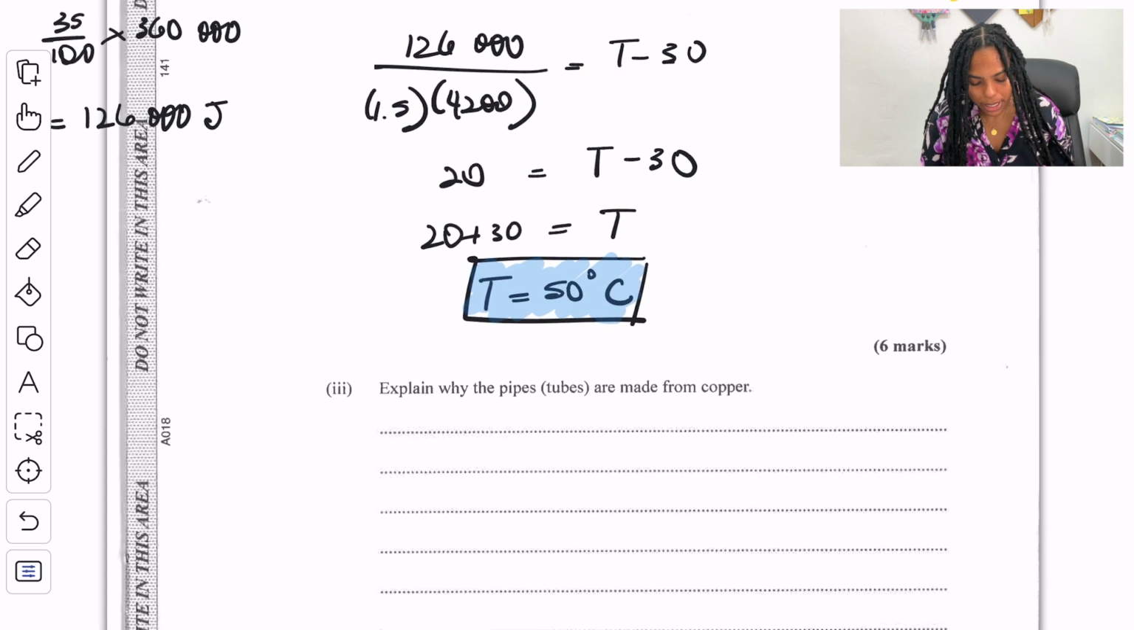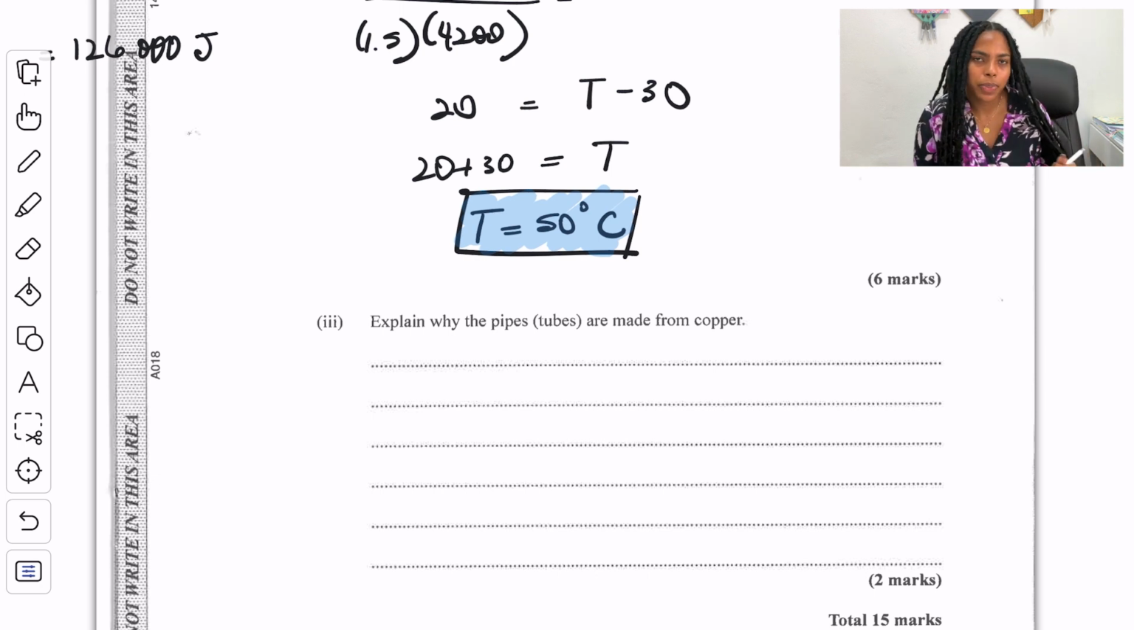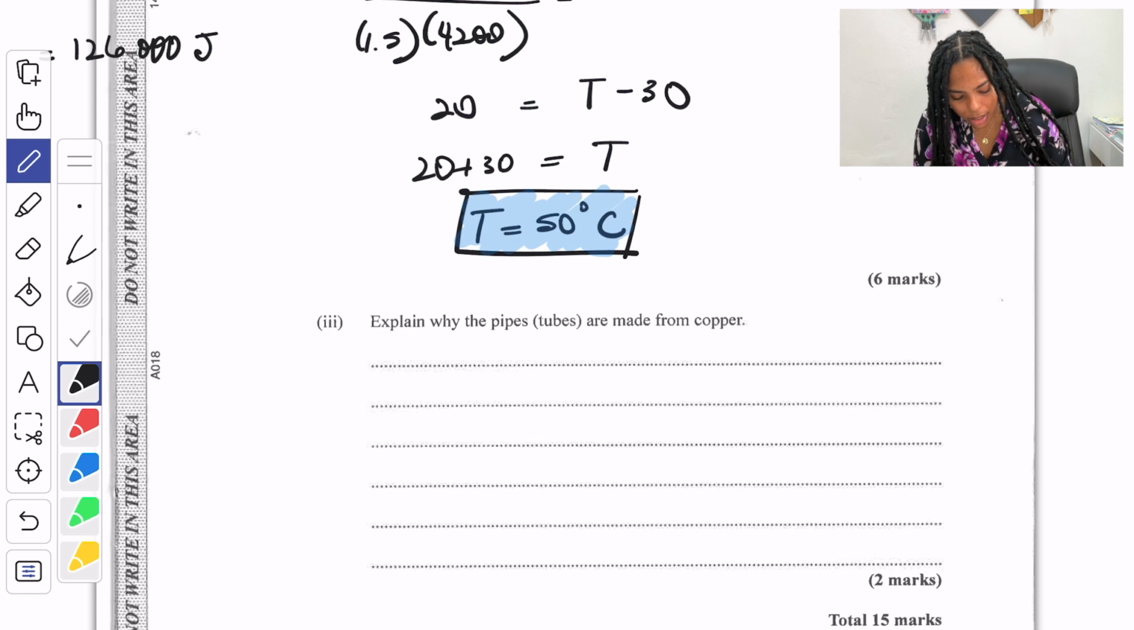Explain why the pipes or tubes are made from copper. Copper is a good thermal conductor. So one, when heat hits it, it's able to heat up the entire tube of copper fairly quickly, and it's able to transmit that heat through it into the water. So I'll say that copper is a good thermal conductor.